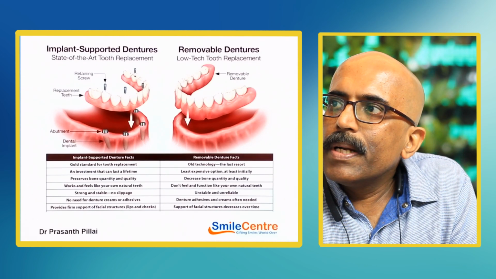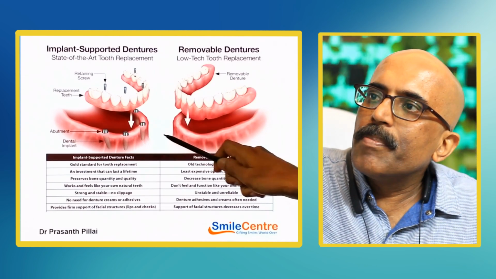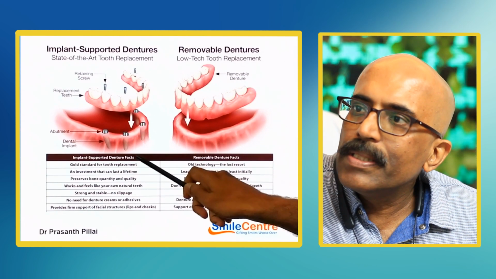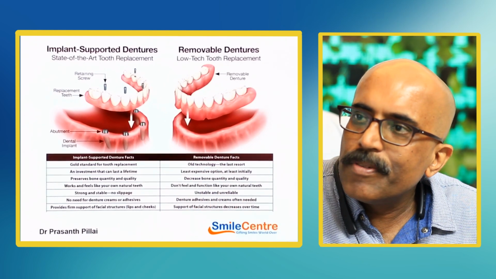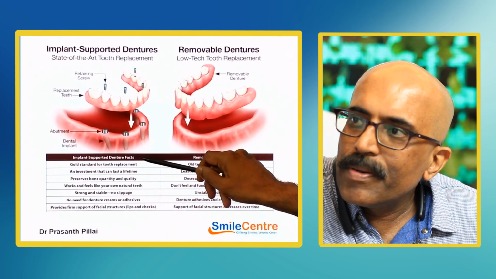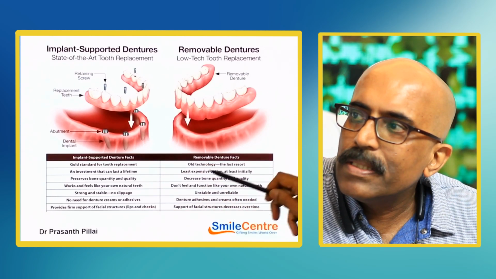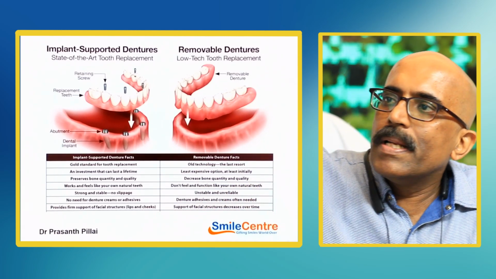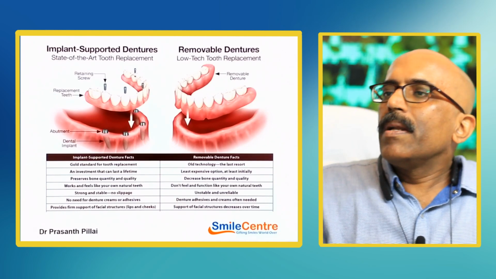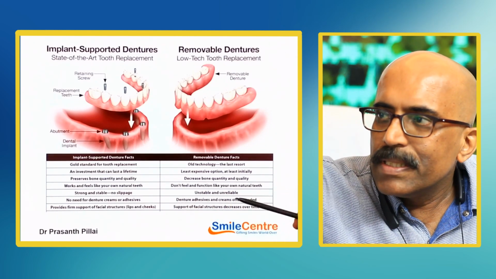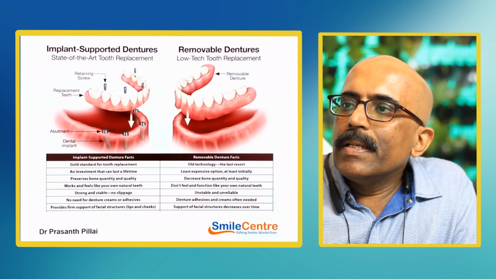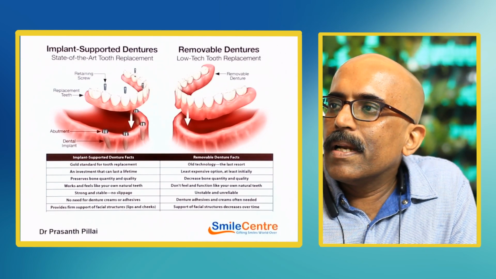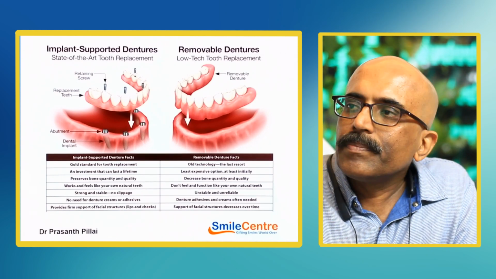Now, when you compare the implant supported dentures with the removable dentures, you can see there is a lot of difference. The implant supported dentures have got lots of advantages, and they are very different from the normal dentures, because there are multiple reasons for this. Everything is presented here. Why it has got a benefit over the conventional removable dentures.